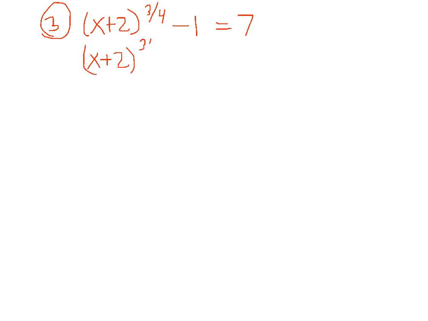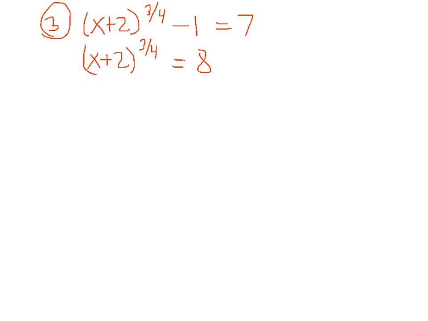I'm going to do one more example with you. If we have x plus 2 to the 3/4 power minus 1 equals 7, in this situation we still want to isolate the radical, but we don't have the radical sign. We have x plus 2 to the 3/4. We want to get that by itself, and then we'll talk about what to do with that 3/4 power. So the first thing we need to do is add the 1 to move it to the other side. So we have x plus 2 to the 3/4 power equals 8.